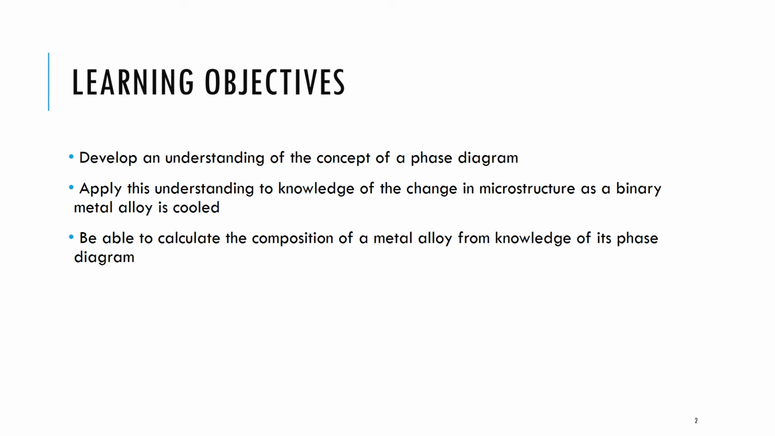So, today I want to start talking about phase diagrams. I would like you to develop an understanding of phase diagrams, to be able to apply this understanding to the change in the microstructure of a metal, and specifically a binary metal alloy. So what we mean by a binary metal alloy is an alloy that contains two metals. To relate the phase diagram to how the microstructure of a metal changes as it is cooled from the liquid state, and to be able to look at the phase diagram and calculate the composition of a metal alloy from knowledge of whereabouts you sit on the phase diagram, and hopefully this will make sense as we progress.